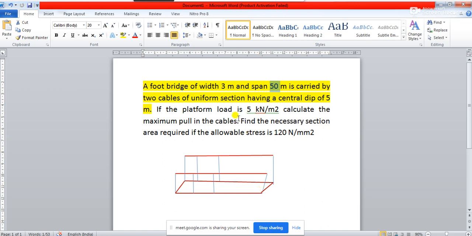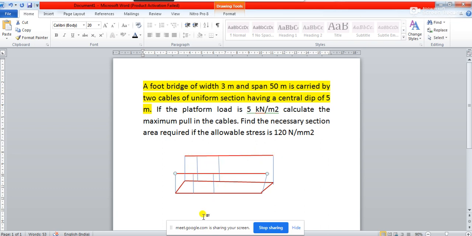Now you see, two cables of uniform section. How many cables are there? One cable on one side of this bridge, another cable on the other. These red colored things are cables. This is one cable, this is another cable. Where are they? They are on both sides of the bridge. One side of the deck is hung from this cable, the other side of the deck is hung from this cable.